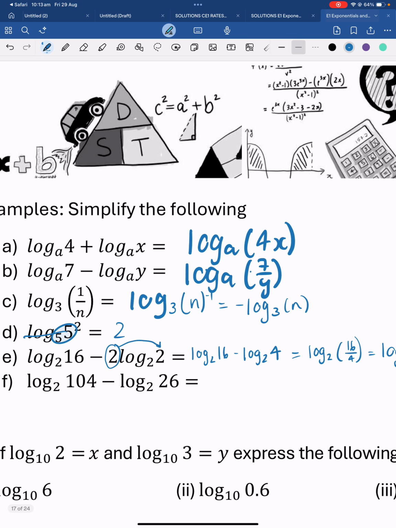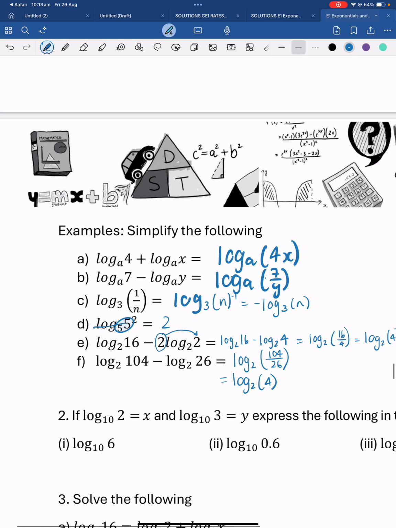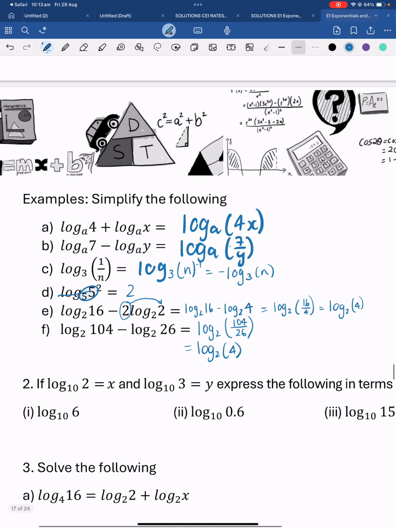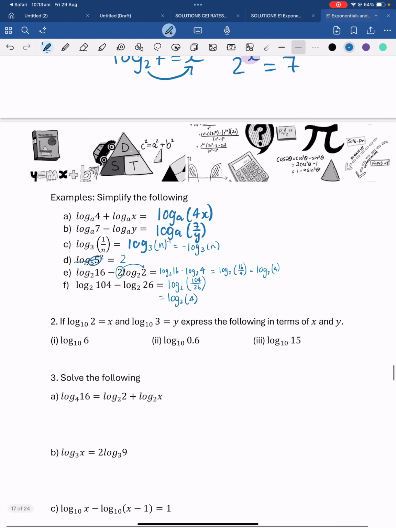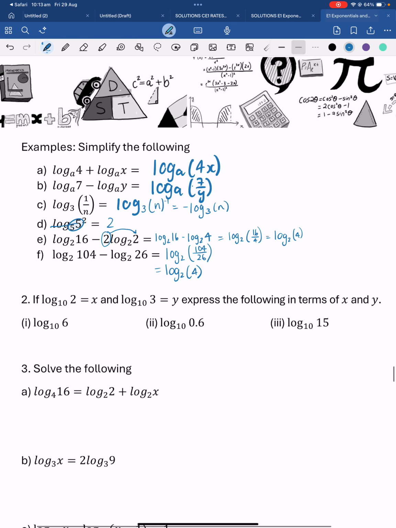Okay, last one for this part. I've got them both already in a nice log form. Minus means divide. And does that divide nicely? Yes, it does. Gives me log 2 of 4 as well. Now you'll get better with these as we go, okay? You can pause the video and give the rest a go if you like. Otherwise, this next question is quite a commonly asked way.